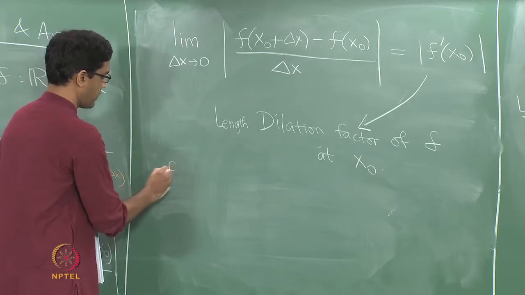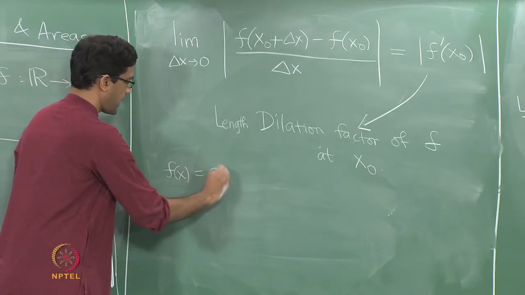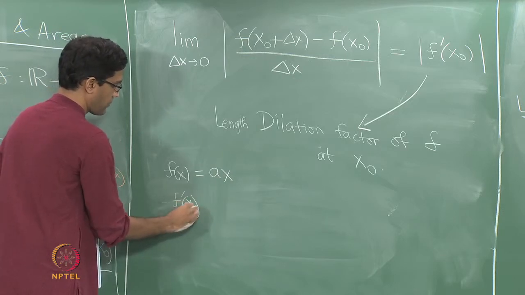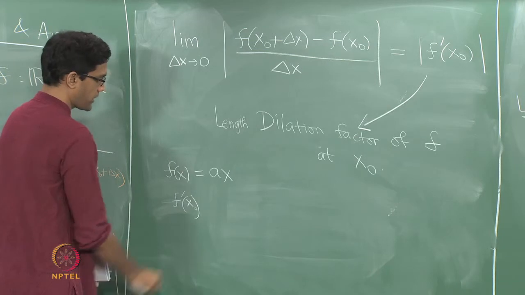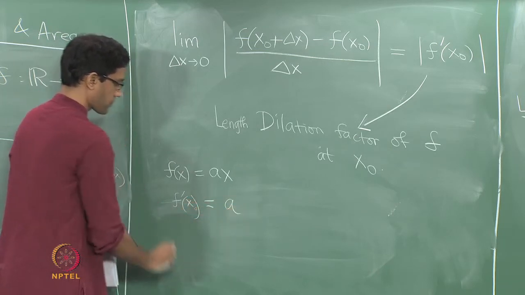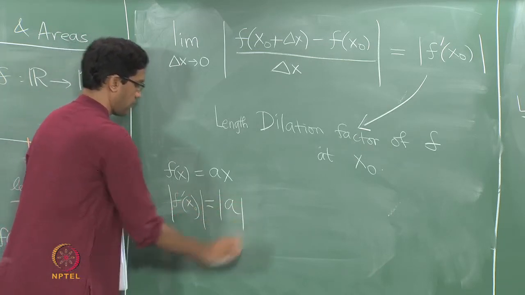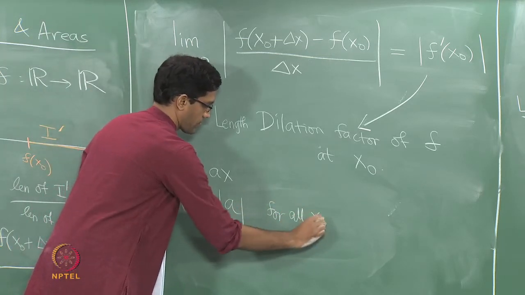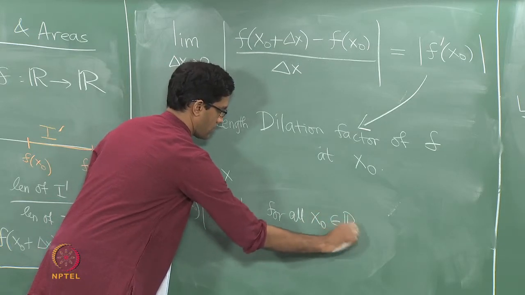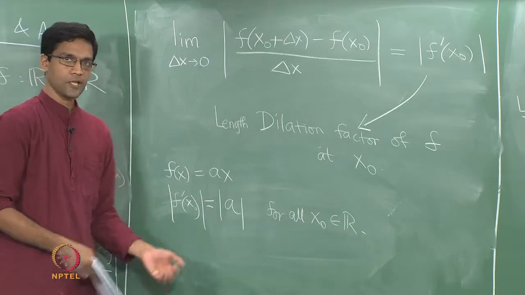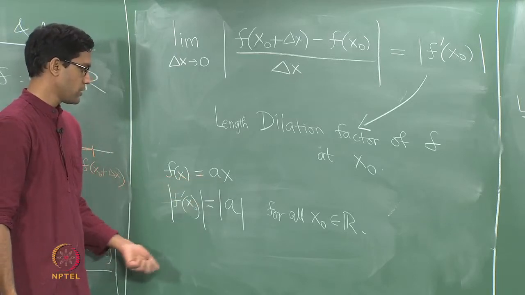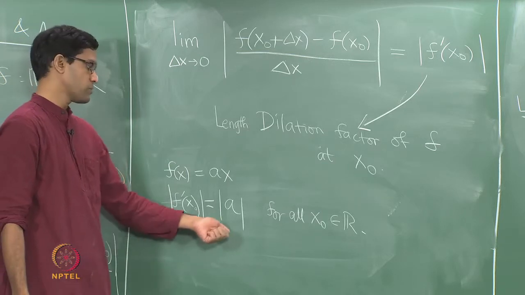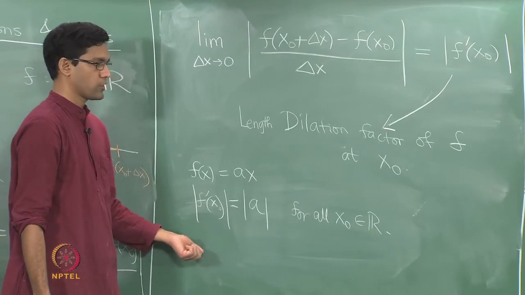So observe, if f of x is just the function ax, then if you compute f prime at x naught for any point x naught, the answer is always a. So the absolute value is just the absolute value of a. This is independent of x naught; this is for all x naught. That is the reason why, if it is a linear transformation, you always get a uniform dilation. The amount of dilation is always modulus of a, no matter what point x naught you are talking about.